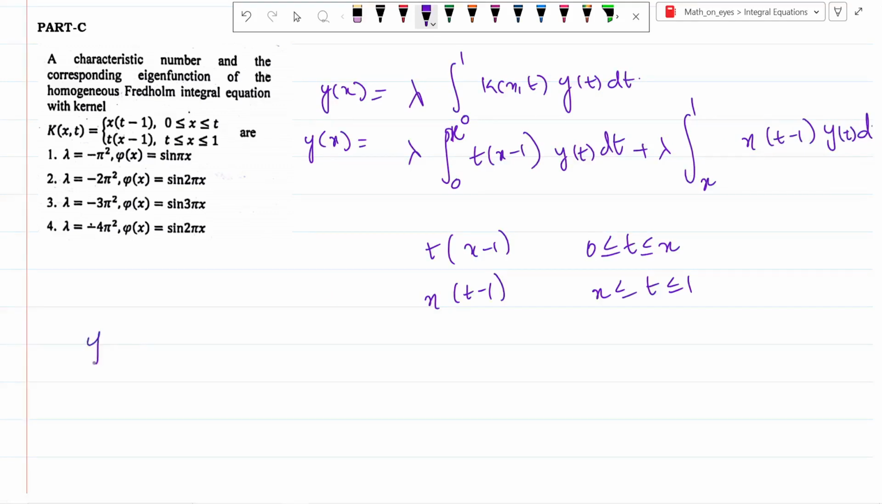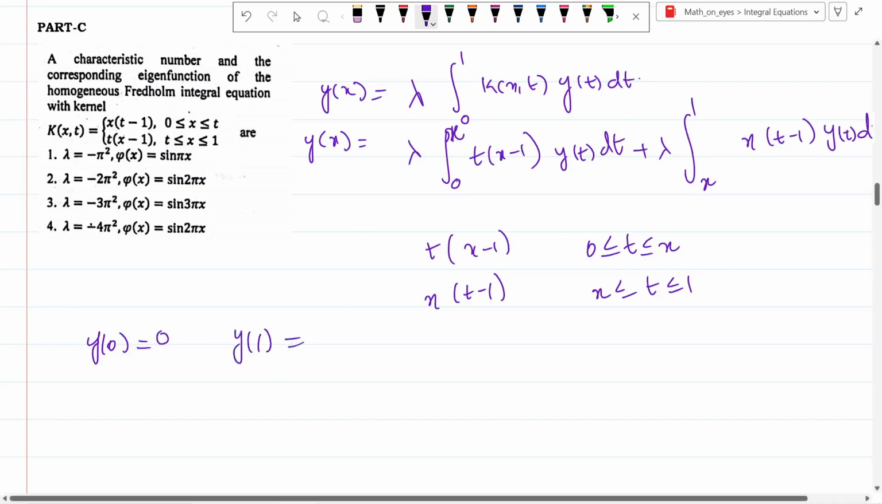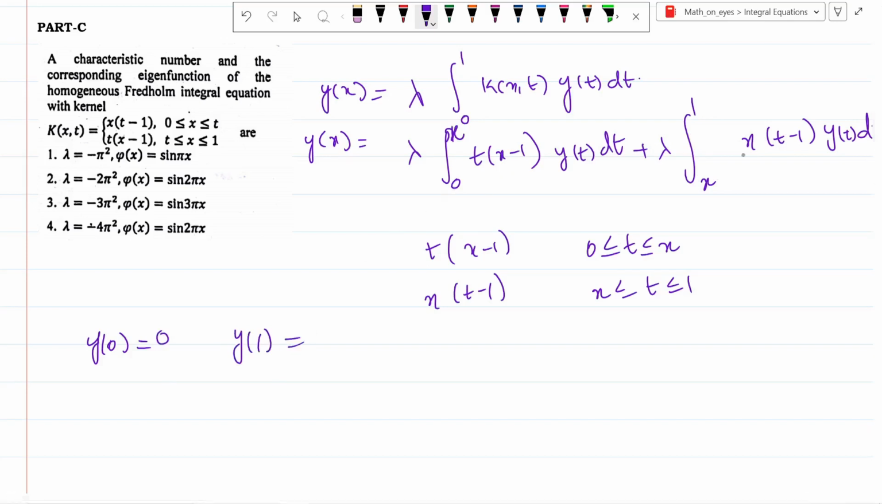Y of 0 will be equal to, when I apply y of 0 here, this integral will vanish because the lower limit is 0 and the upper limit will become 0. And here lambda times integral 0 to 1, if I put x equal to 0, this term also vanishes. So I'll have y of 0 is equal to 0. And what about y of 1? In the place of x, I should substitute 1. This integral vanishes as the limit is from 1 to 1. So here in the integral 0 to 1, if I substitute x equal to 1, this integrand will become 0. So therefore y of 1 is also 0.